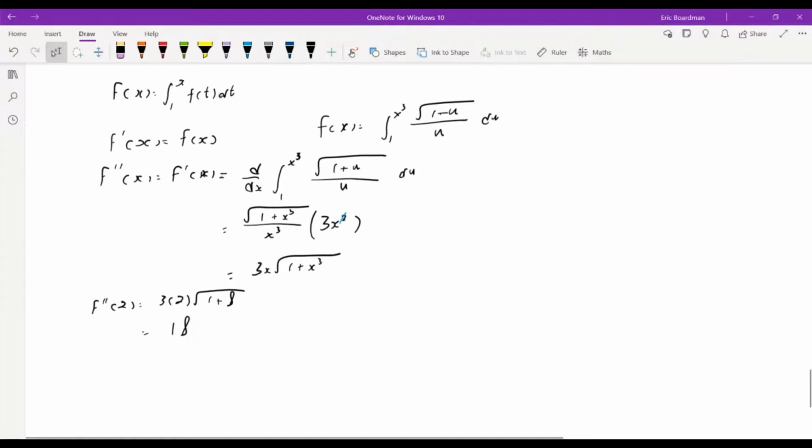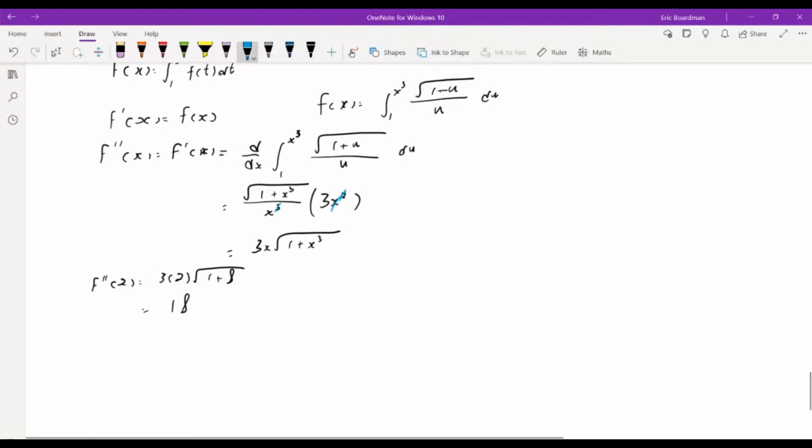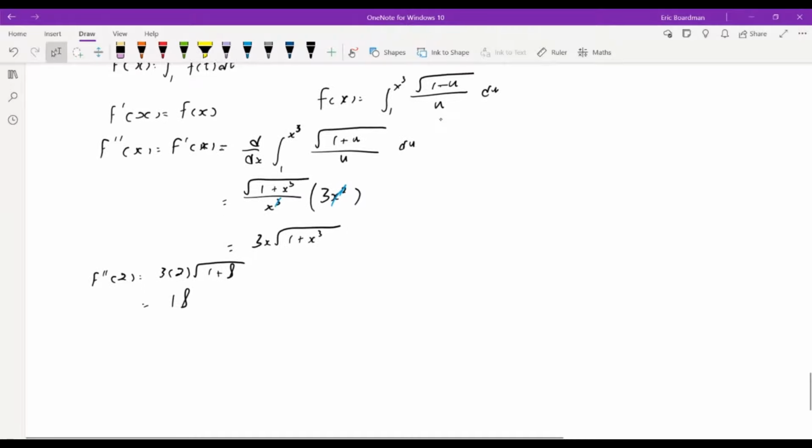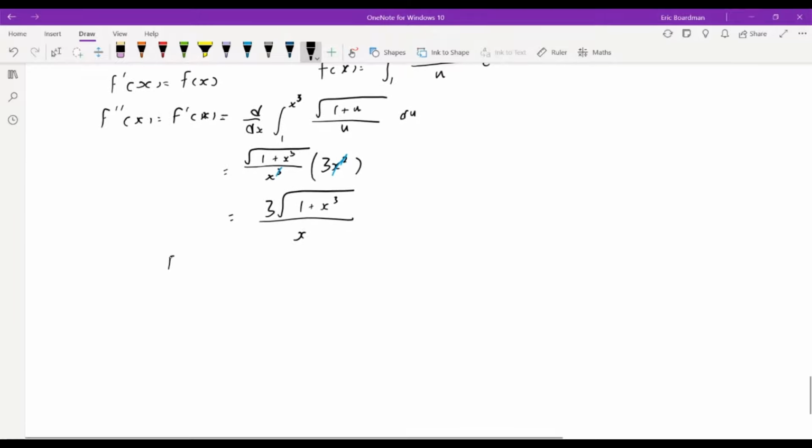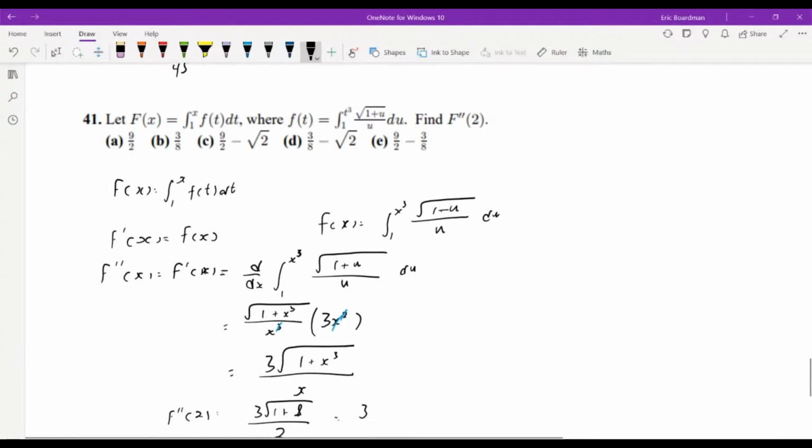So that's over x squared, and then now this entire x cubed will cancel with two of those x's, and then you'll just be left with 3 times the square root of 1 plus x cubed over x, and then that's 3 times 1 plus 8 over 2, which is just 3. I don't know what's going on right now.